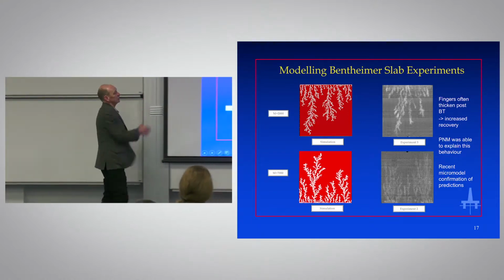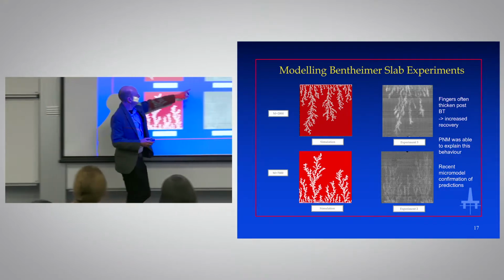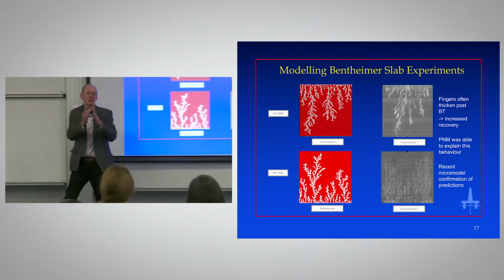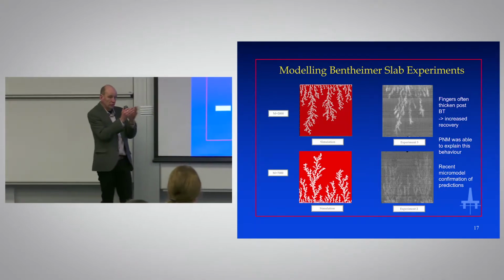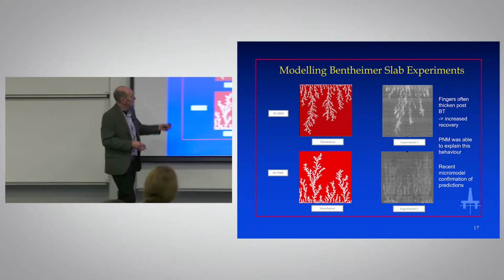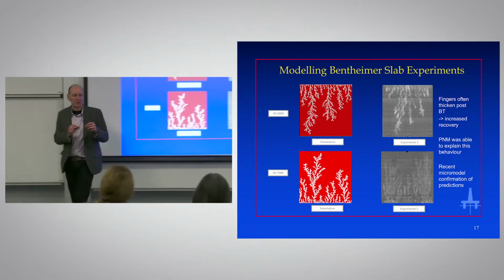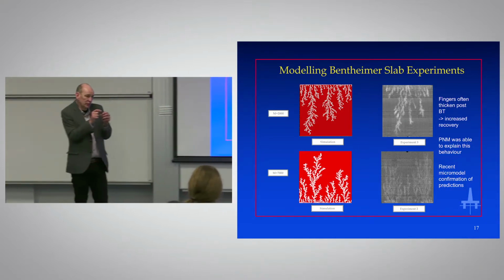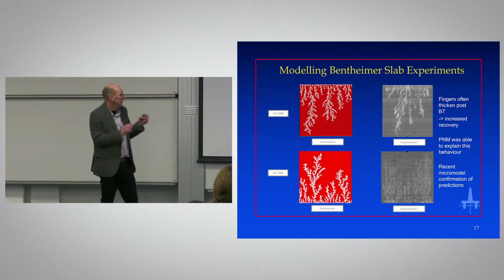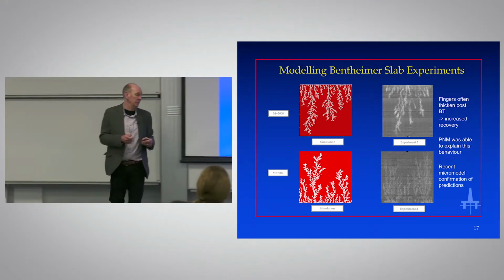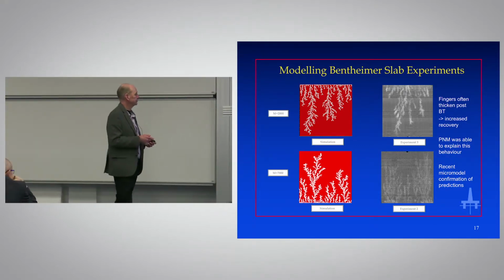Now, something interesting was observed that couldn't be explained at the time, is that when these fingers broke through, they started to swell, and you got some additional oil recovery as the fingers grew laterally. And this is exactly what we saw in the modeling as well. So we could explain this behavior. It was due to the balance of the viscous forces and the capillary forces at any given moment. And there's some recent micromodel confirmation of our predictions that have been done by a lab in the States just a few weeks ago.